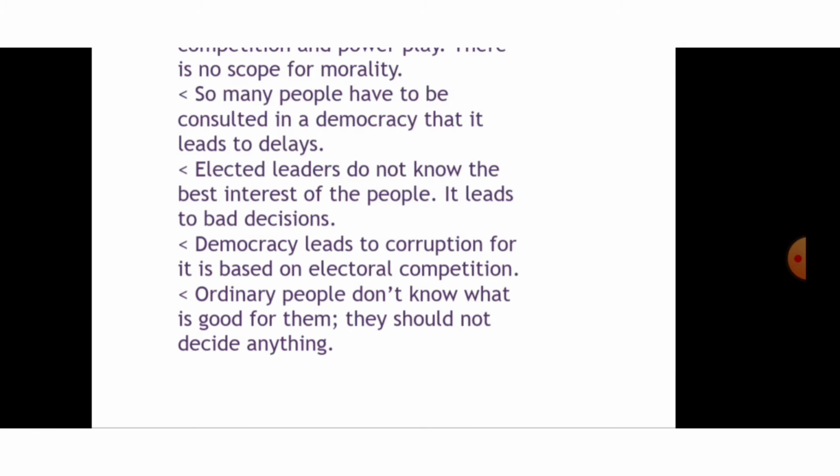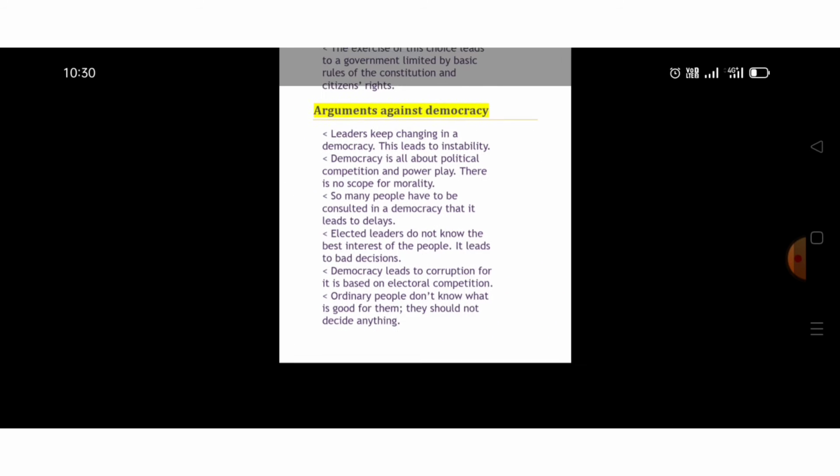Elected leaders do not know the best interest of the people, so it leads to bad decisions. Another one says democracy leads to corruption, for it is based on electoral competition. Ordinary people don't know what is good for them, so they should not decide anything.